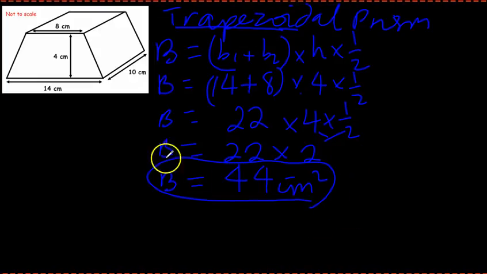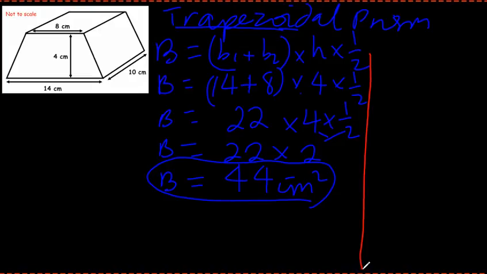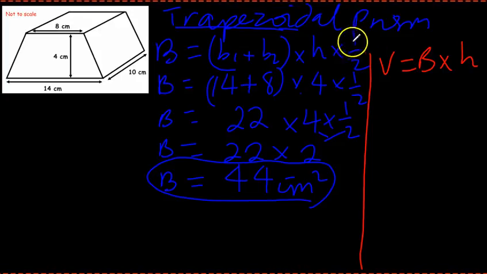We need it as one of our ingredients to find the volume. So now the volume is the area of the base times the height of the prism. Again, it is no longer this height. It's not the height of the trapezoid. No, it is the height of the whole prism, which should be this lateral line.